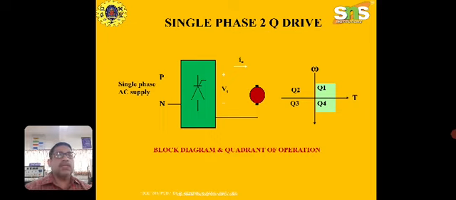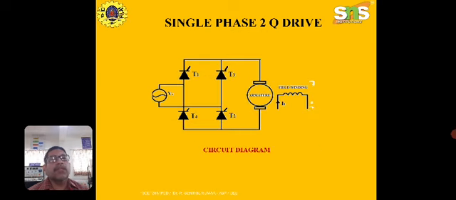Now let me see the single phase two quadrant drive. In the previous video, we discussed the operation of one quadrant drive. It consists of two diodes and two thyristors. Whereas here, since it is two quadrant, normally a full wave controlled rectifier comes into picture. See here, the circuit diagram consists of four thyristors, that is a full wave controlled rectifier.